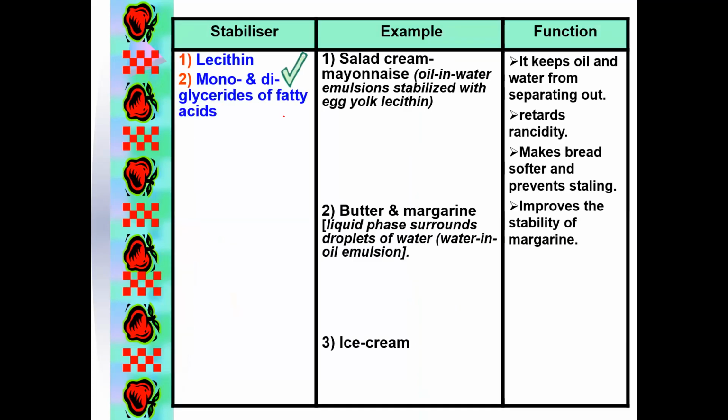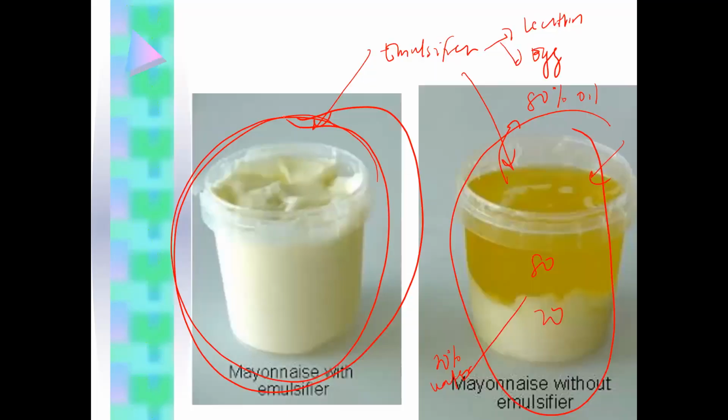So there are differences now. The title here is actually stabilizer, but you go back and read in your textbook, you will see that lecithin and monodiglycerides are actually emulsifiers. But never mind. You go back and see the difference. So, stabilizers.